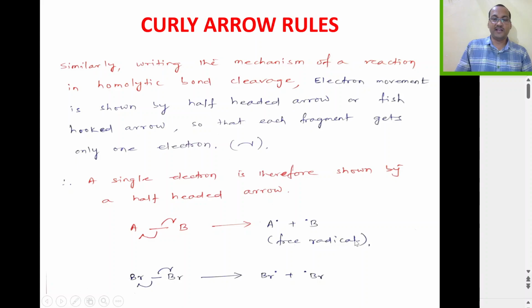These are known as free radicals. Here, in the bromine molecule, homolytic bond cleavage takes place, so you get a bromine radical and a bromine radical.